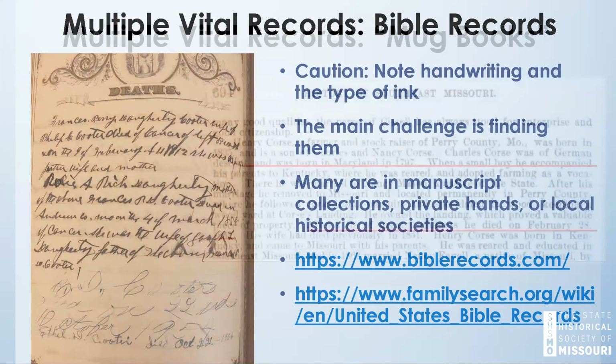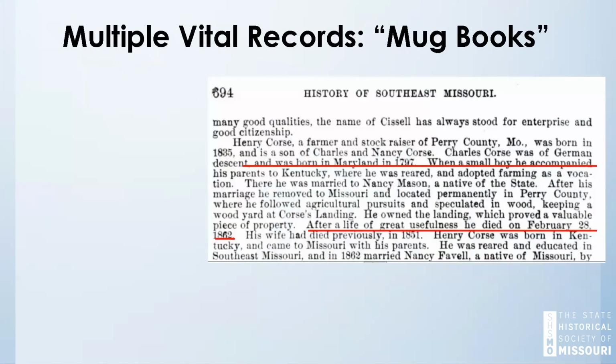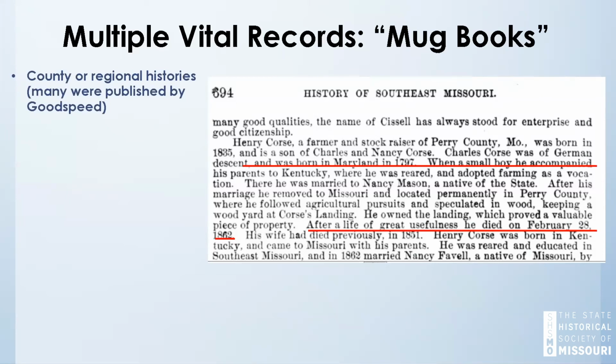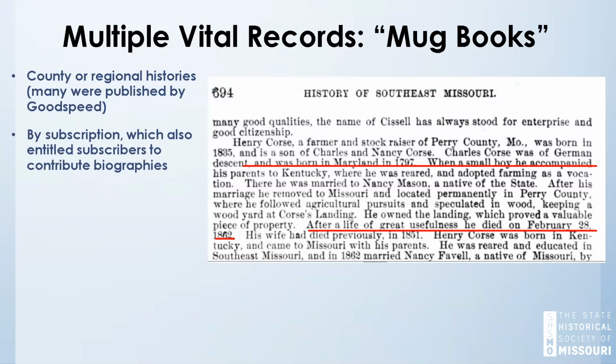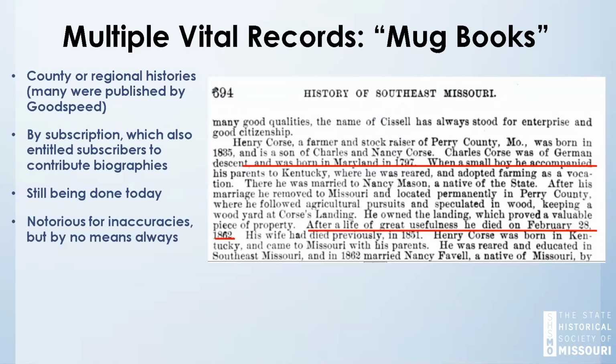Then you have the mug books, which are local histories that have local biographies. Typically, these were published by outfits like Goodspeed Publishing, and they were done by subscription. So if you gave money, were a subscriber, you could have the biography placed in the book. So you know your ancestor had a copy of the book because they subscribed to it if they have a biography in the book. This is still being done today, by different companies. They're notorious for inaccuracies, but a lot of times they're good, and a lot of times they provide good clues.